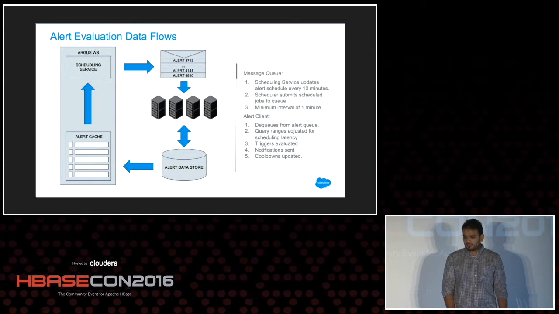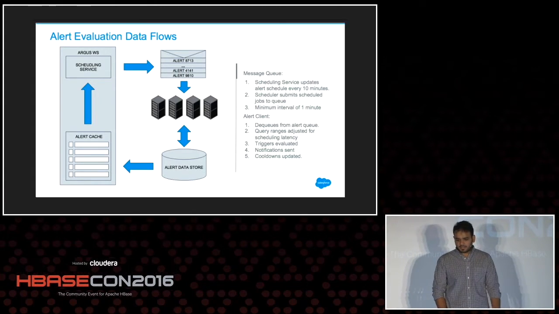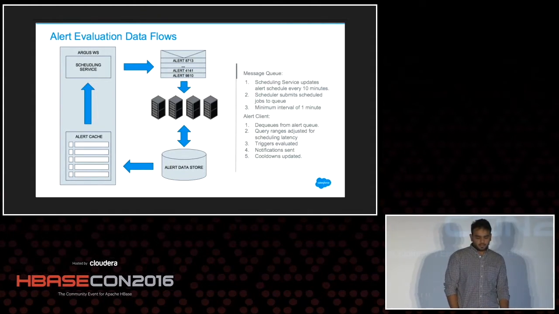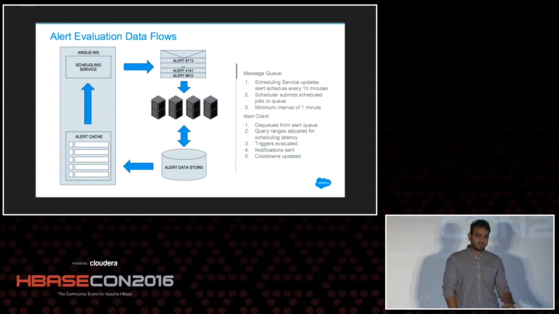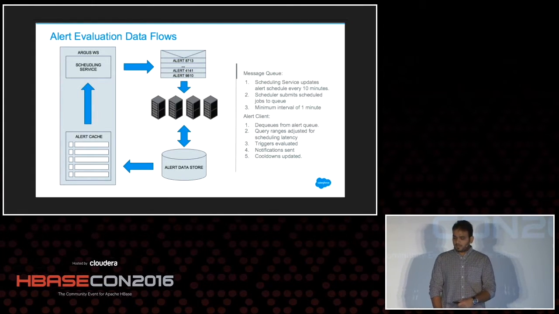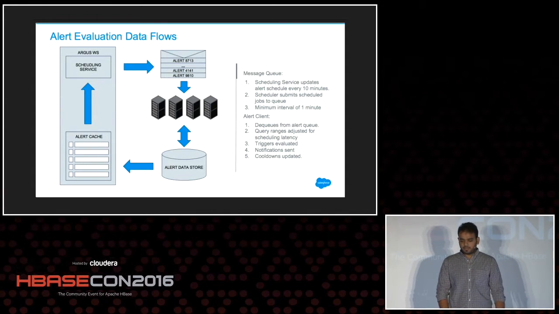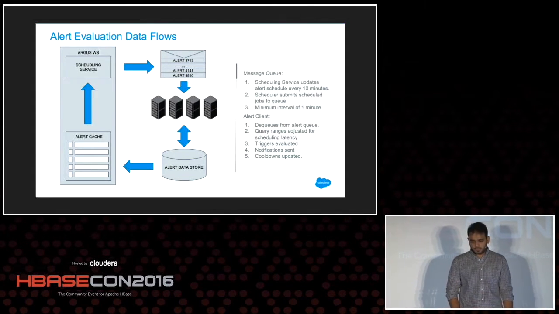So that looked cool. But for now, let's go through a typical alert evaluation data flow and how that works in Argus. So once a user creates an alert, it's persisted onto RDBMS, and then Argus has an internal scheduler that runs every 10 minutes, grabs all the alerts that have been enabled, picks them up, and then pushes them onto the cron scheduler that we internally use.